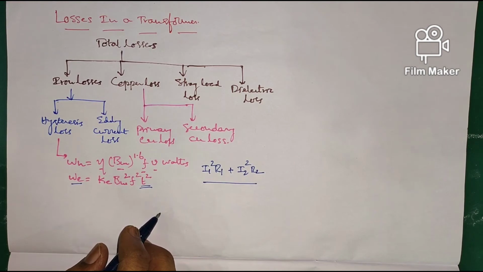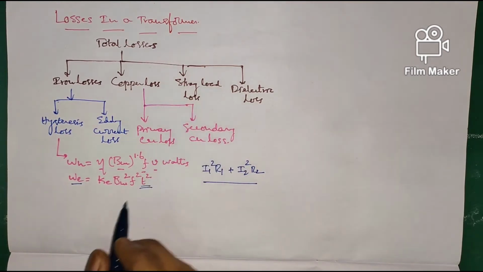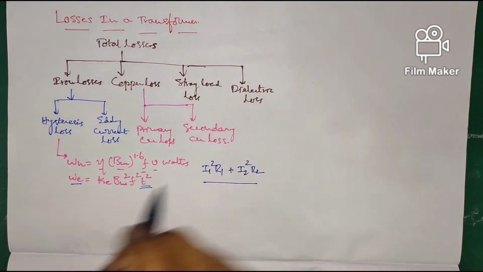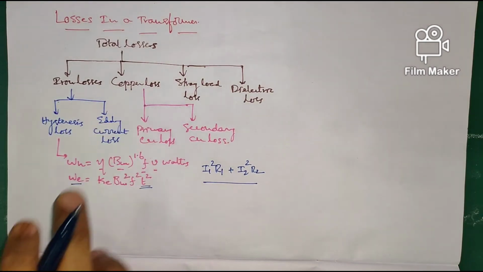And stray load loss is actually due to the leakage fields inducing eddy currents in the tank, walls, conductors, bolts, etc. This will be of very small amount. And dielectric loss occurs in the insulating materials, particularly in oil and some solid insulations like that. These two losses are very small and hence can be neglected. And majorly we focus on the iron loss and copper losses.